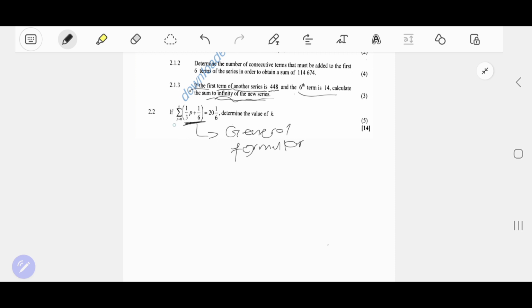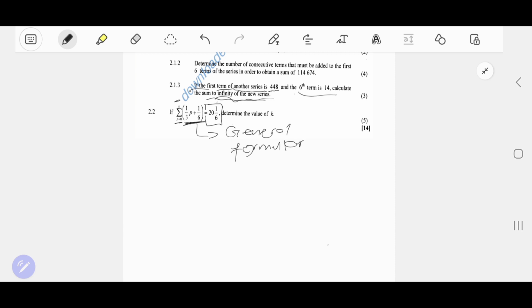I know that k must start at 0 and end at k. Now I'm given that after adding all this number of terms, starting from 0 and ending at k, I got the answer. The answer I'm given is 20 1/6, given in terms of a fraction.